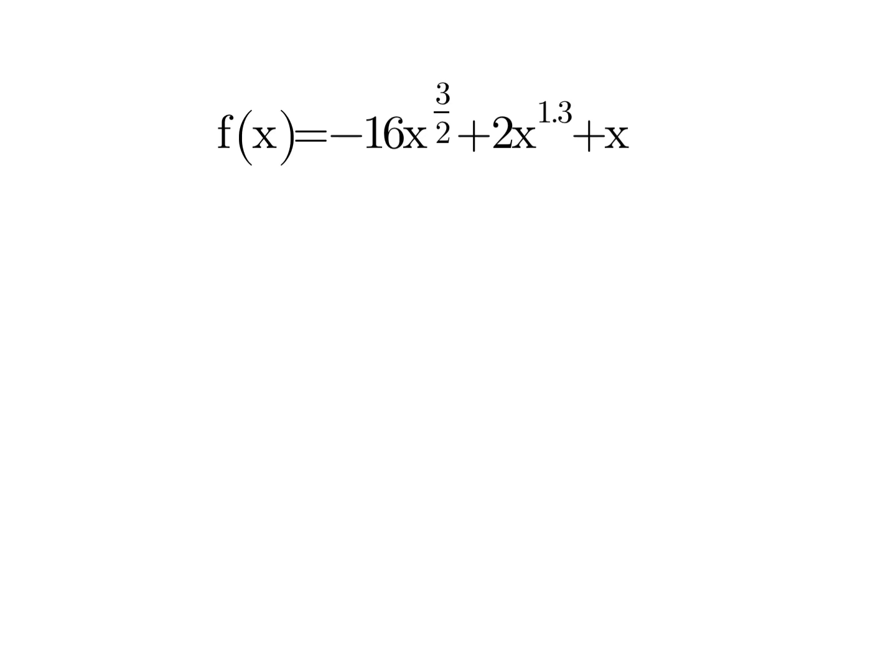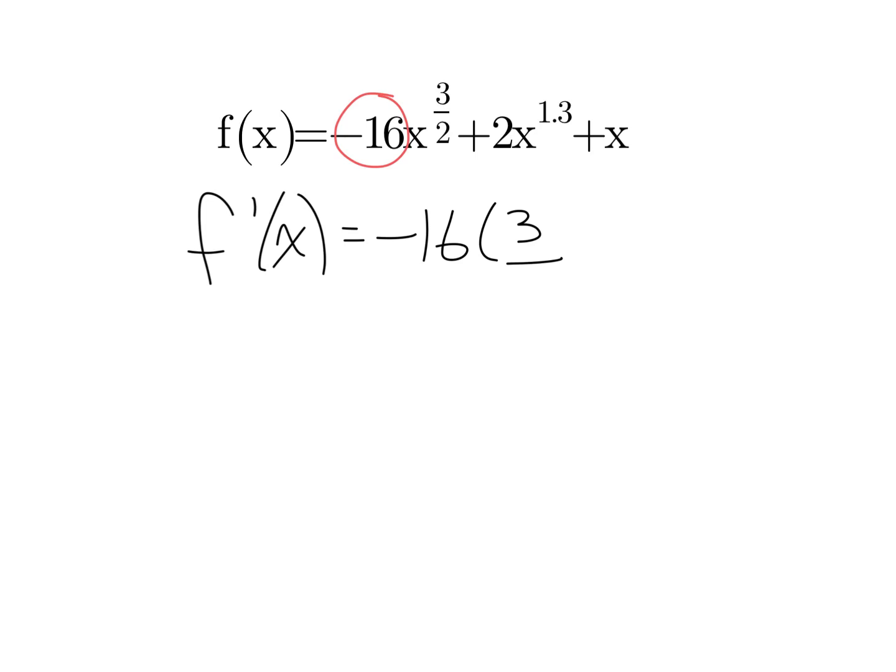So here we have a function with 3 terms, and if I asked a student to find the derivative, they would examine what each term is, and of course they would be applying the power rule. So what I see with some regularity is students not really understanding how to work with negative numbers. And then if we start to take that derivative, we see that we have minus 16 times 3 halves, x to the 3 halves minus 1.